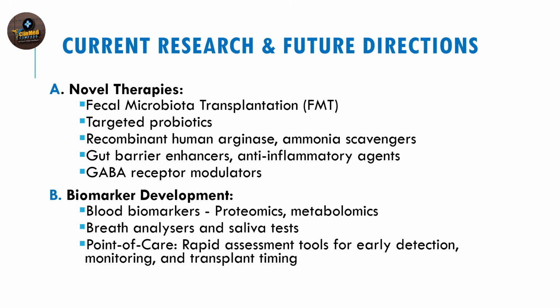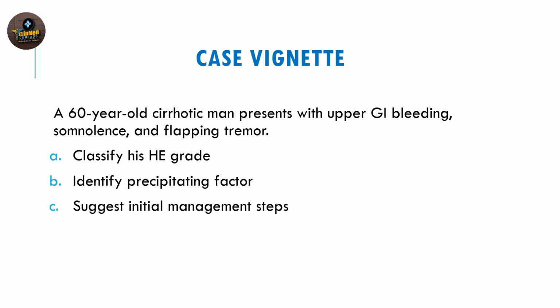Let's look at some novel therapies that are still being researched. You have fecal microbiota transplantation, targeted probiotics, recombinant human arginase, agents that enhance gut barrier function or reduce inflammation, then GABA receptor modulators. Biomarkers are also being developed to aid diagnosis and monitoring. You have blood markers using proteomics and metabolomics, breath and salivary test analyzers, point-of-care tools to guide early diagnosis, monitoring, and transplant timing.